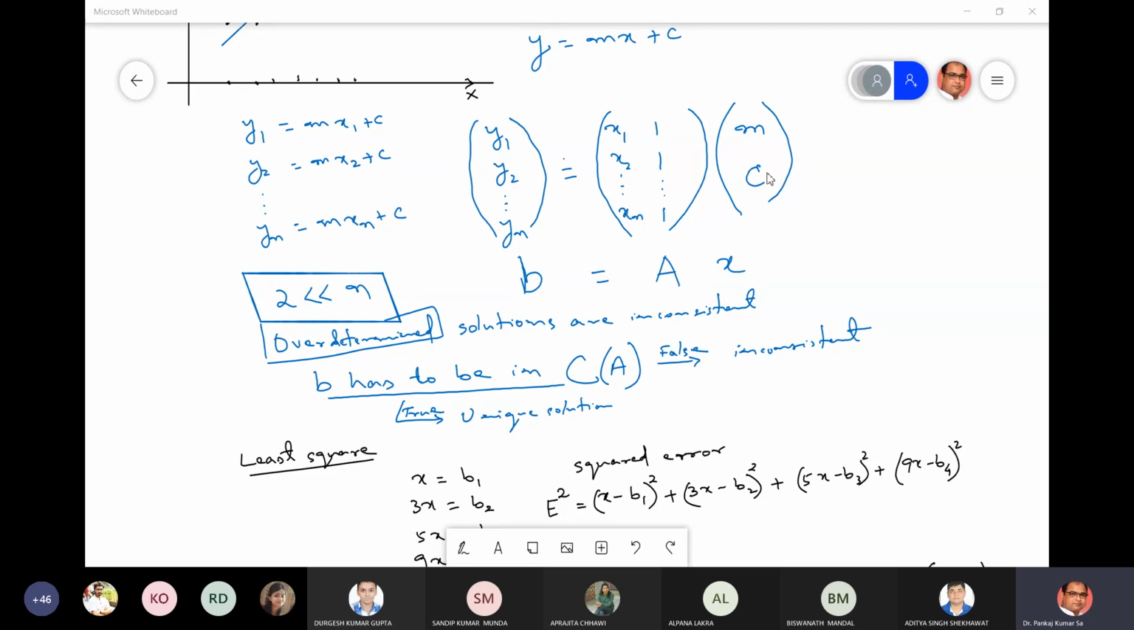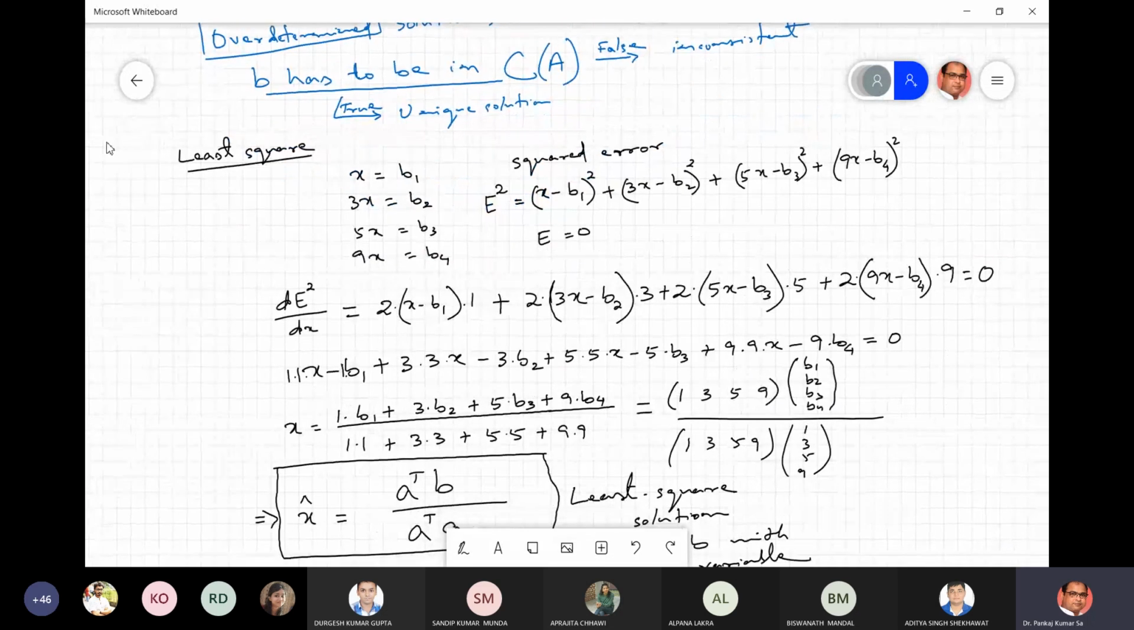In order to have a consistent solution for this M and C, what we need is that B has to be in the column space of A. If B is not in the column space of A, you do not get a consistent solution. Now, in order to solve this, we started with the least square things.